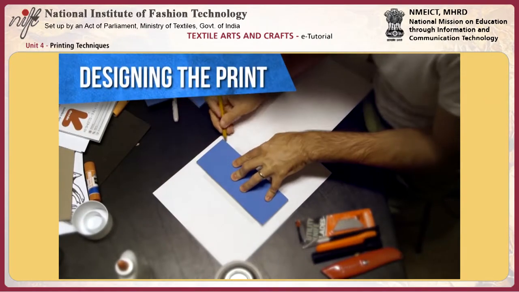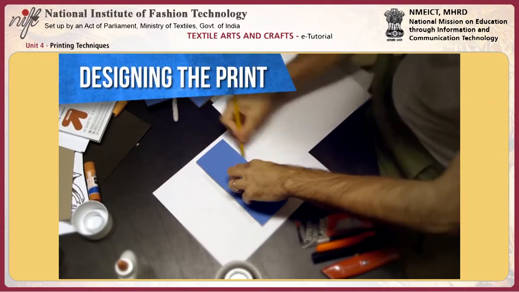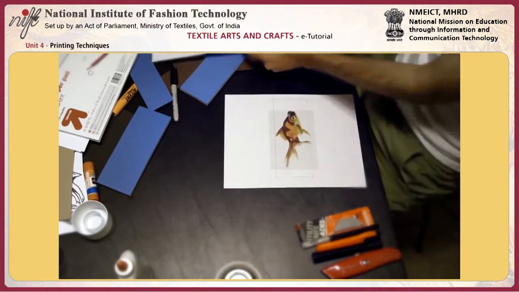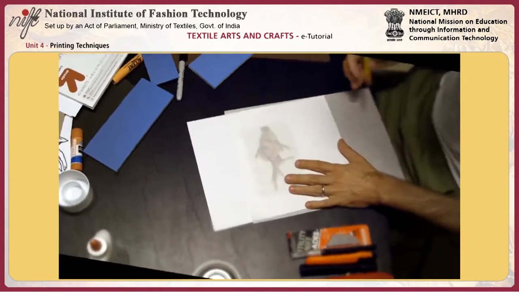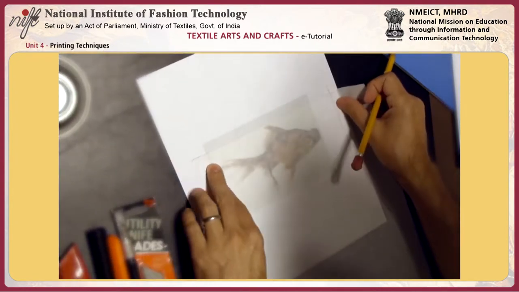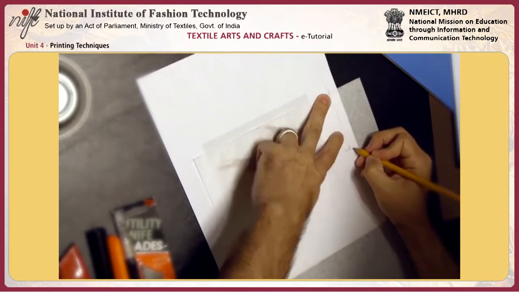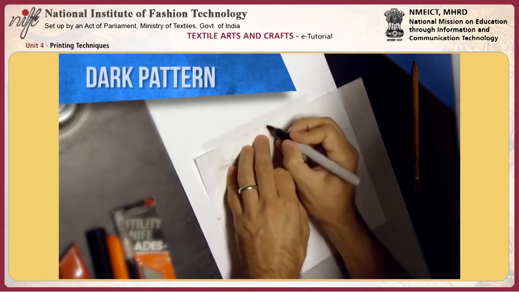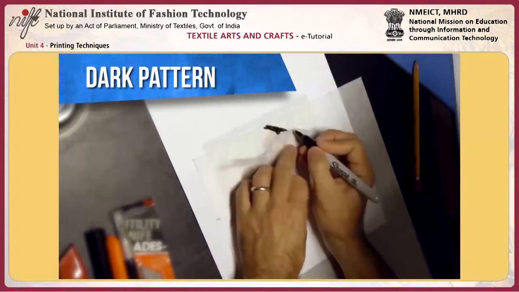Trace the shape of your wood block to create reference marks on your printed out image. Now, take a sheet of tracing paper and place it over the printed image, lining it up with the reference marks. Copy the marks onto the tracing paper. Now, take a marker and fill in the dark areas of the image.